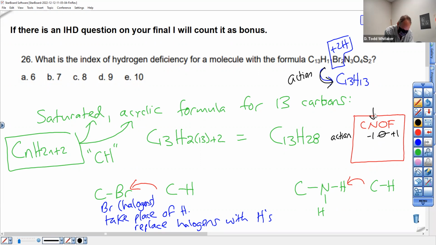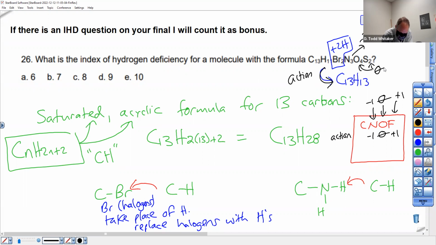Everything in this column, minus one. Everything in this column, zero. Everything in this column, add one. What are you doing for the three nitrogens? Minus 3H. Okay? What are you doing for the O's and the S? Nothing, nothing.